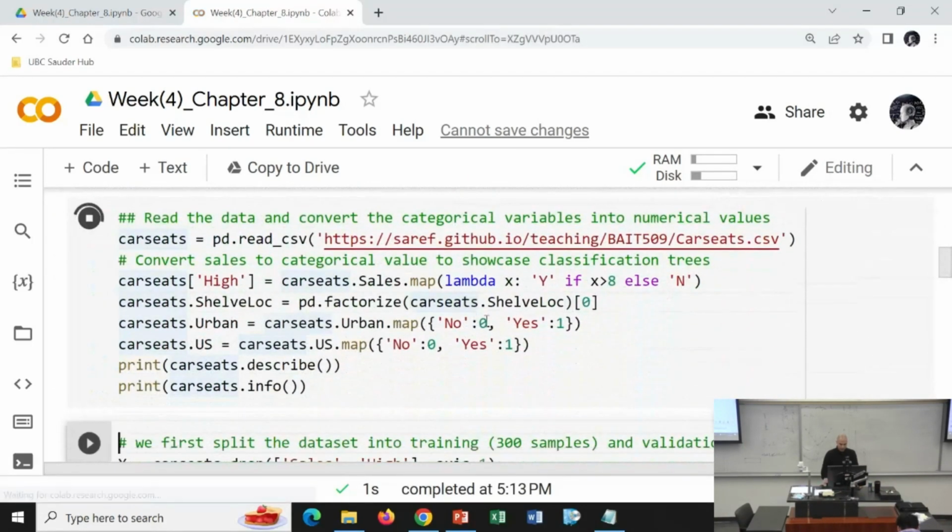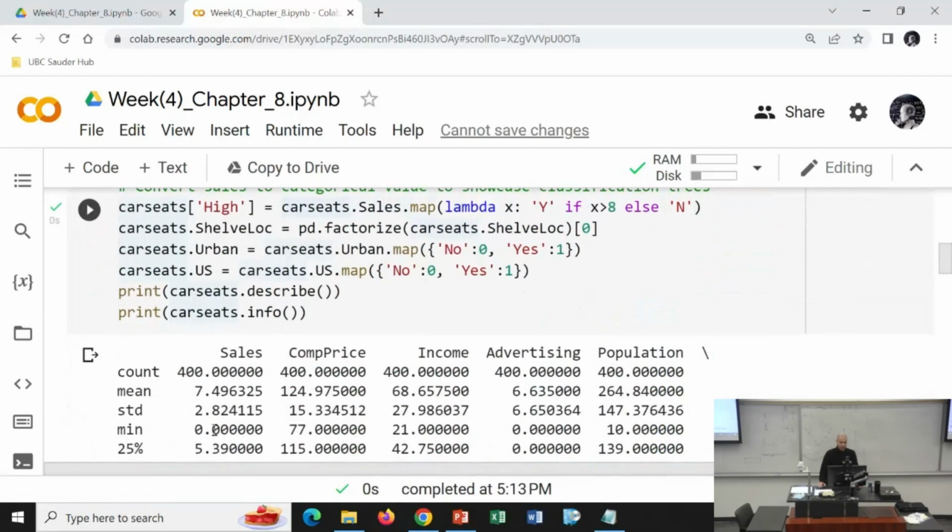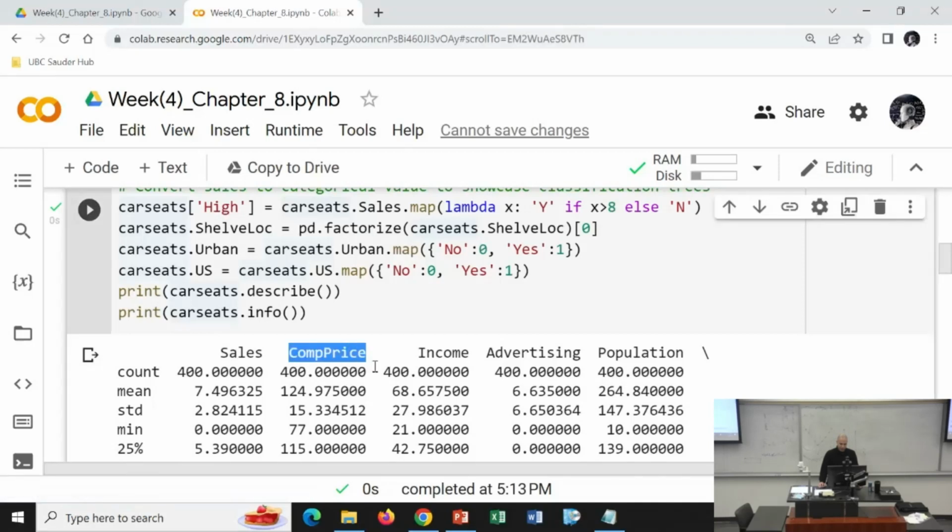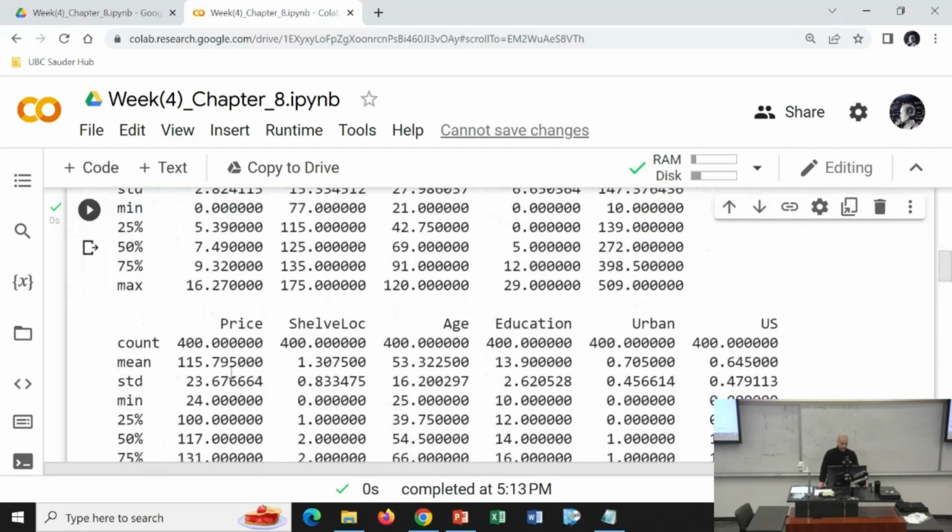This is a data set on children car seats. It's about sales of children car seats, and we have features on the price of our competitor in that city, the average income of people in that city, the budget of advertising we had for that city, the population of that city, the price of children car seats that we sell in that city, shelf location, whether it was good, bad, or medium, the median age of people in that city, and the level of education of people in that city.